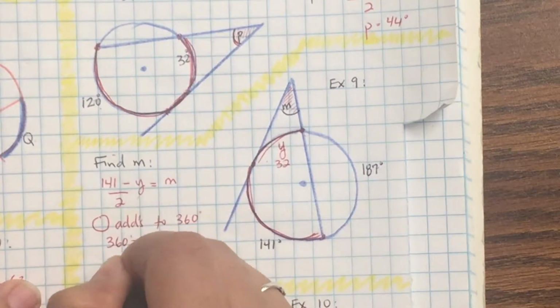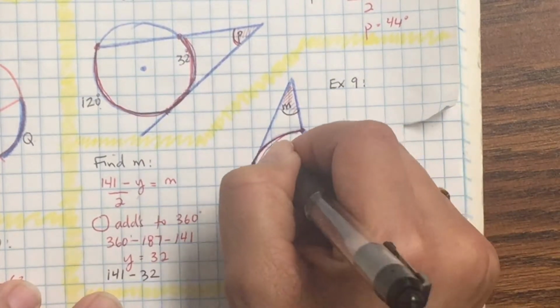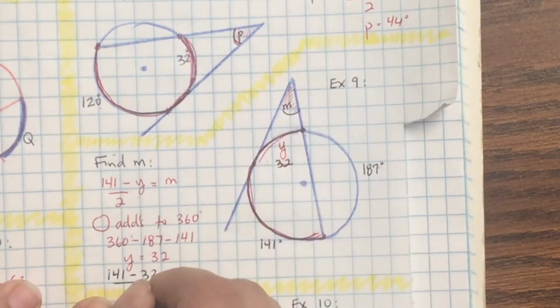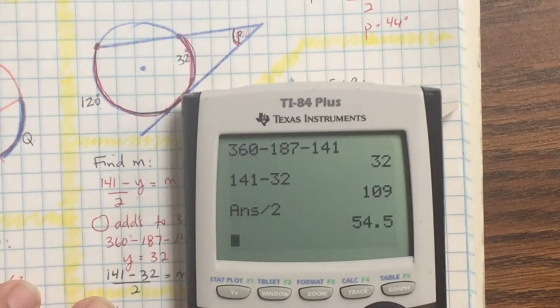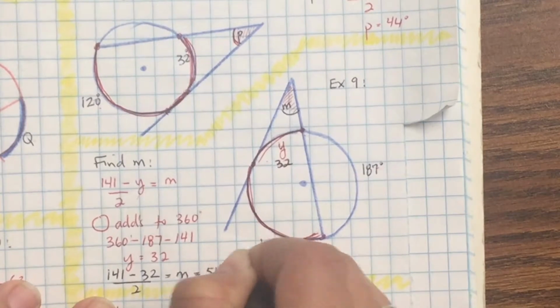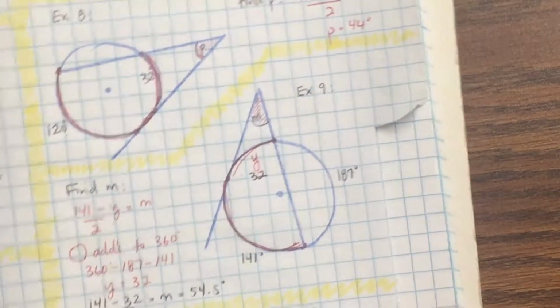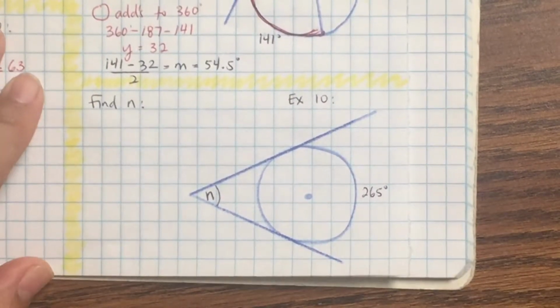And then again, subtract the arc measure. So 141 minus 32 divided by 2 is going to give me M. So sometimes you have one extra step to find your arc measure before you can go to your inscribed angle, but the process is exactly the same. Now take a look at one more example.